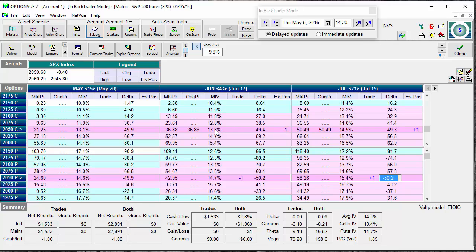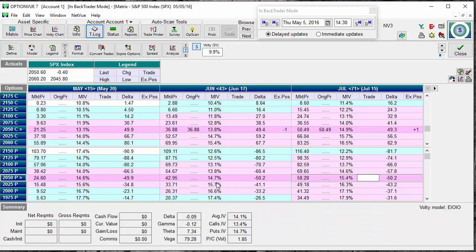You have a negative skew from the front month to the back month. However, please take note of this. The implied volatility on the calls is always going to be less than the implied volatility on the puts. The simple reason is that markets do not crash to the upside.